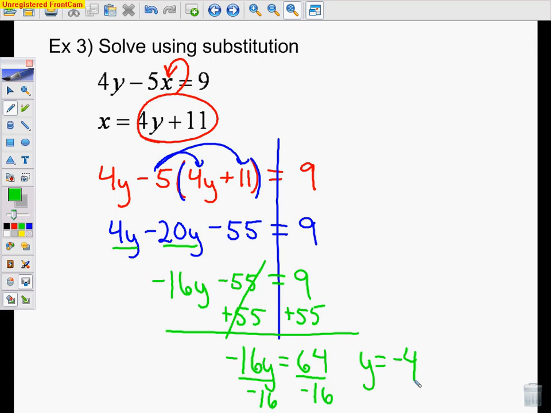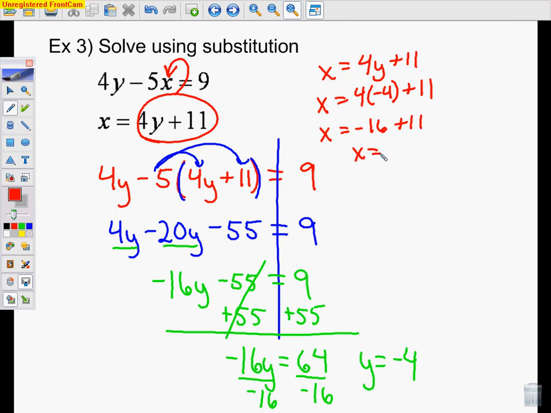Once again, you need to make sure that you solve for both variables, the x and the y. So now we could take that y equals negative 4 and sub it in to find x. So since x equals 4y plus 11, and we know that y is negative 4, we just simplify and solve. So 4 times negative 4 is negative 16. Negative 16 plus 11 is negative 5. So our answer, negative 5 for x, negative 4 for y. And every y student will check your answer after that.